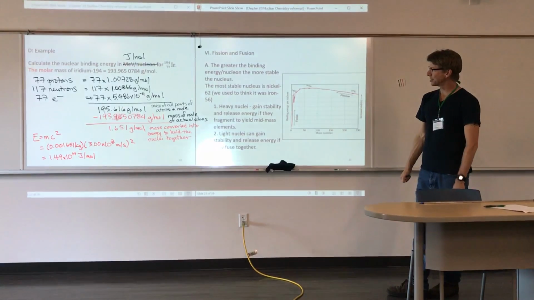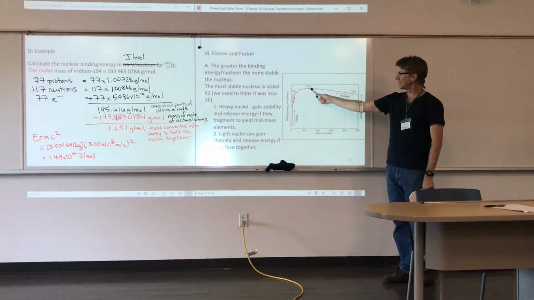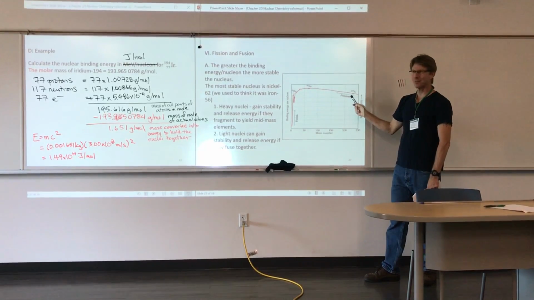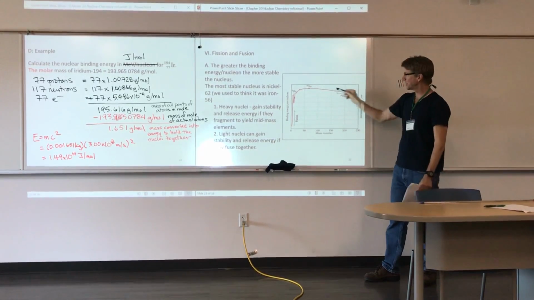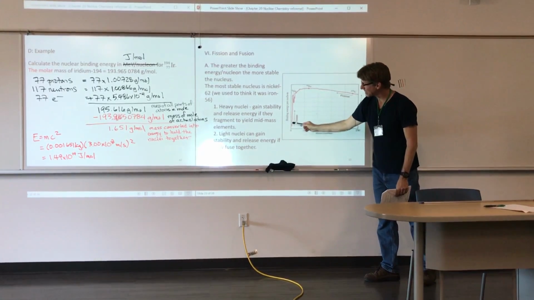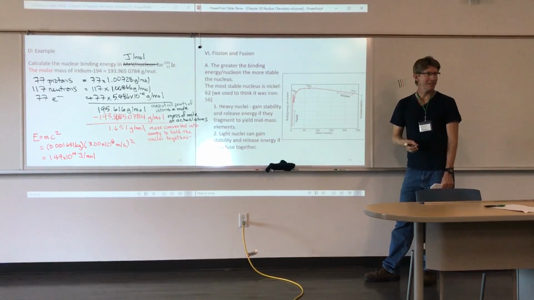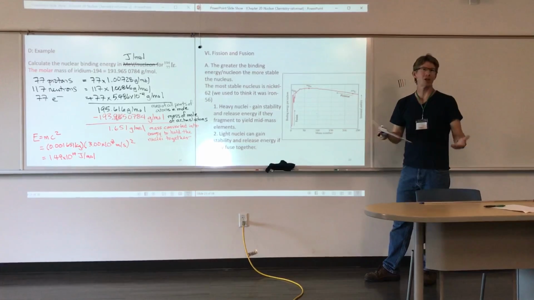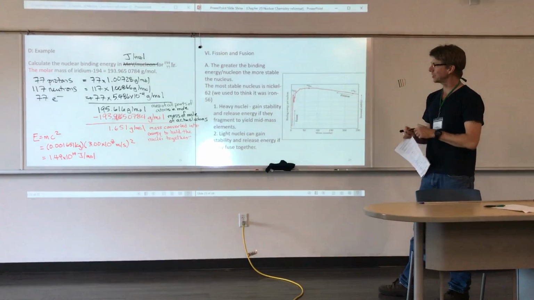Heavy nuclei gain stability and release energy if they fragment to yield mid-mass elements. Basically, what this is saying is that here is the most stable region on the periodic table. If you're heavier than it, then fission is going to be the breaking up of bigger nuclei to become smaller. Why? Because they get more stable. Fusion is going to be taking smaller nuclei and fusing them together. Why? Because they become more stable. Even for nuclei, it's the same thing as for electrons. Everybody's trying to lower their energy. It's a little bit harder in general to do for nuclei than for chemical reactions.